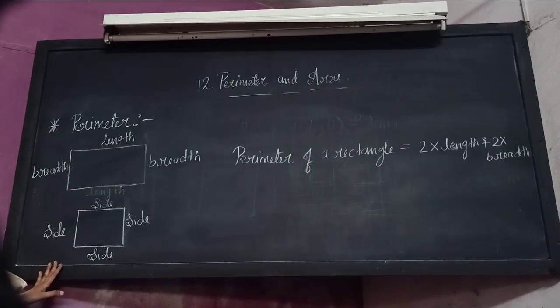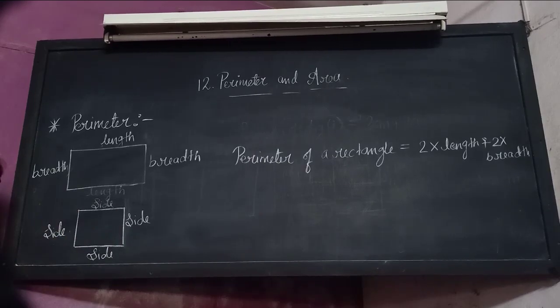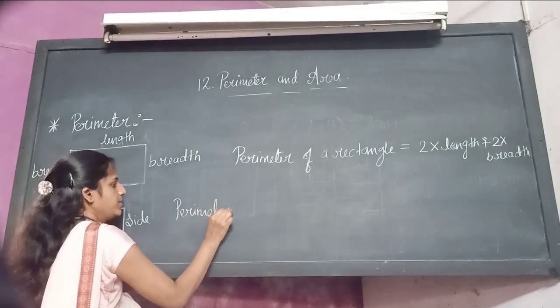To find out the perimeter of a square, here we have a side. How many sides are there? 4 sides. So the perimeter of a square will be 4 into side.